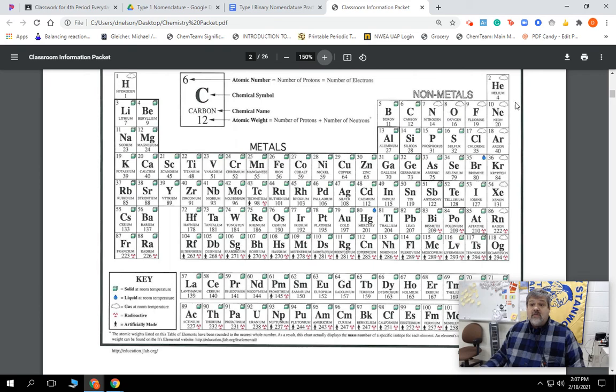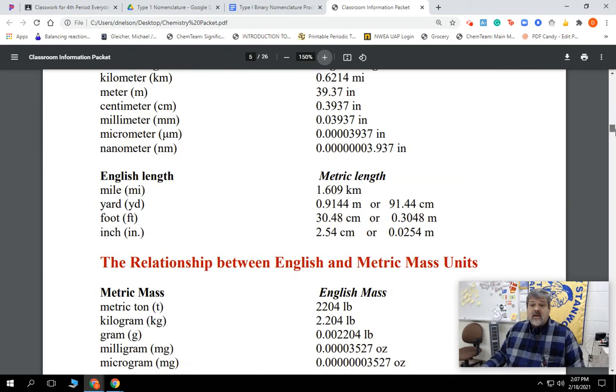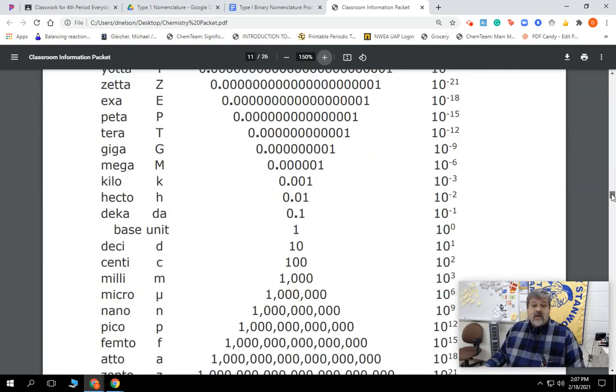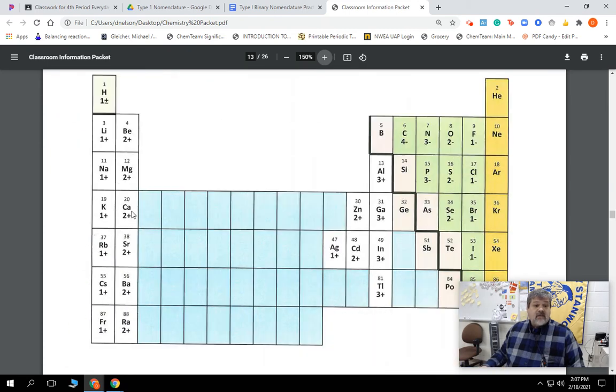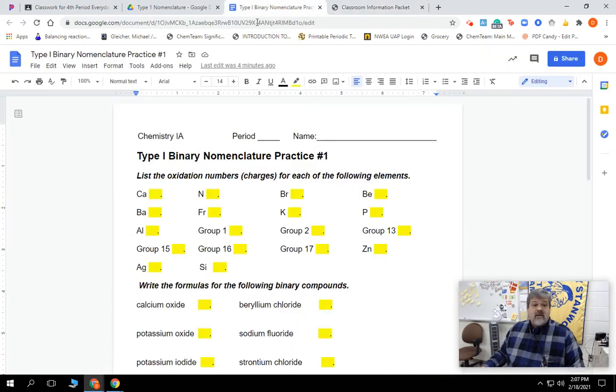We can also look in your packet by scrolling all the way down to page 12, and we can see that here it is, column 2A, Ca is a +2, or 2 plus. So let's go back to the question. This one right here would be a +2, or if you want to write it 2 plus, that's fine.